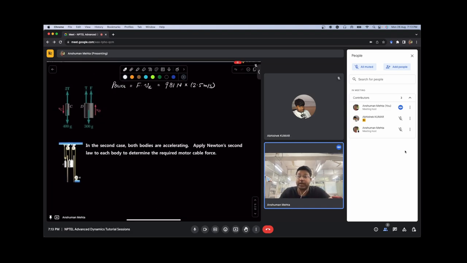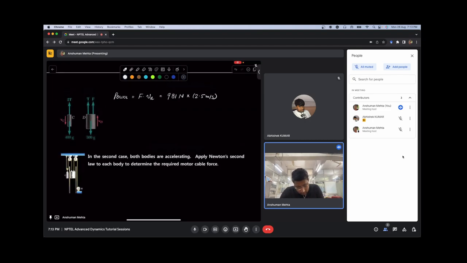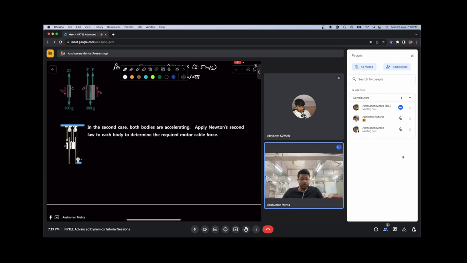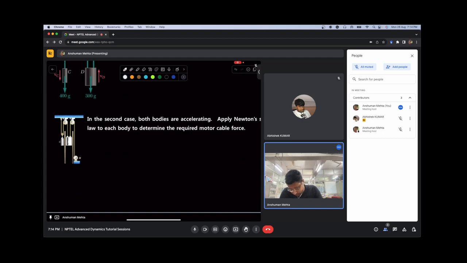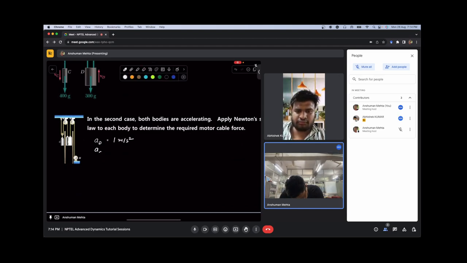So this final power is 2452 watts. Now in the second case, both bodies are accelerating, so we have to apply Newton's second law to each body to determine the required motor cable force. AD is given. Now AC we can find out.